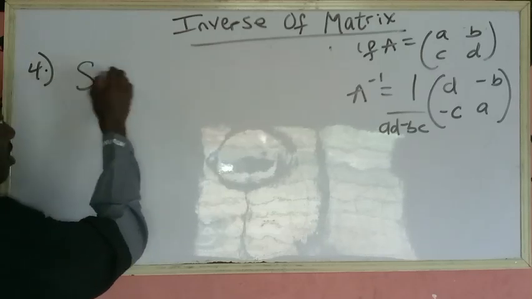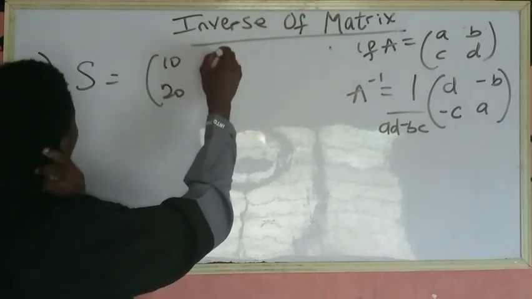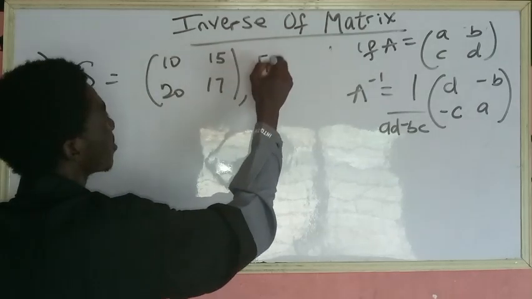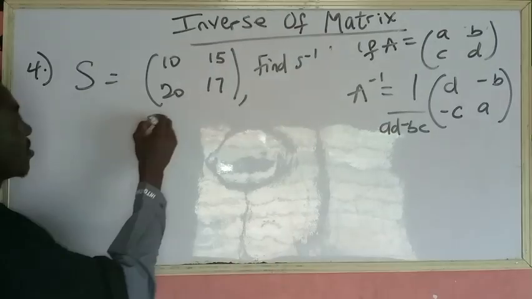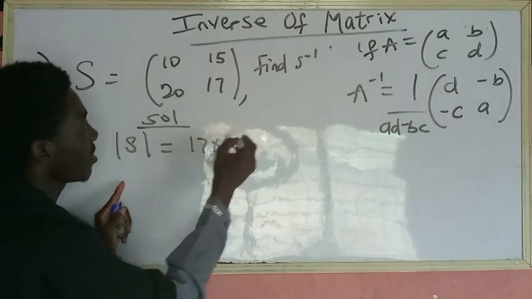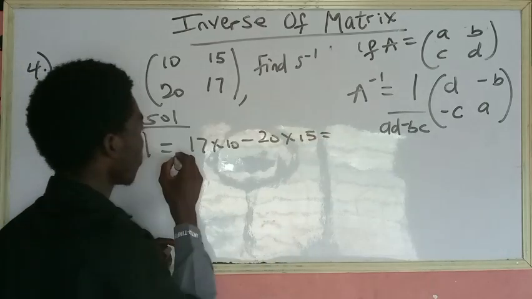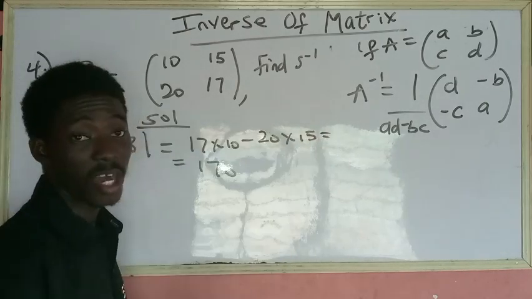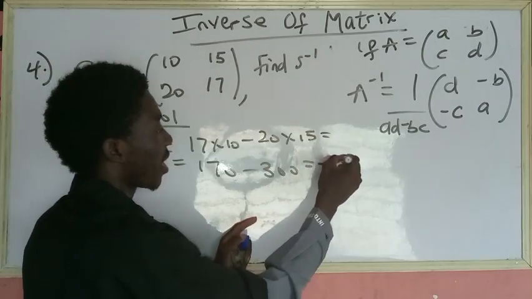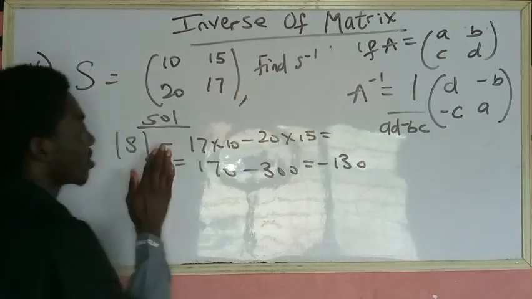So let's assume we have S is equal to 10, 20, 15, and 17. Find S inverse. Solution. I'll just find the determinant of S, and that is equal to 17 times 10 minus 20 times 15. This is 170, right? And what do you have here? You have 300. And that gives minus 130. So you have a minus 130 for this. That will be the determinant of S.